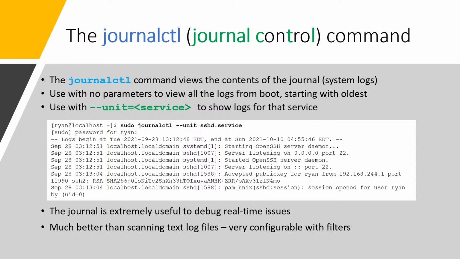I appreciate that. Okay, so you can put different parameters to journal CTL. For example, sudo journalctl --unit sshd.service, and you really don't even need the dot service here, you could just go sshd, and it would show you all the logs that are associated with the SSH daemon service. And so it gets really, really awesome to start using Journal. It's much better than scanning log text files. Like I said, you can configure it with a ton of filters, which we're going to go through.